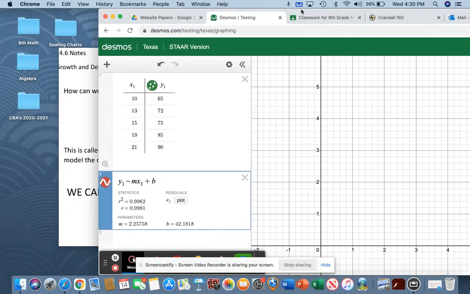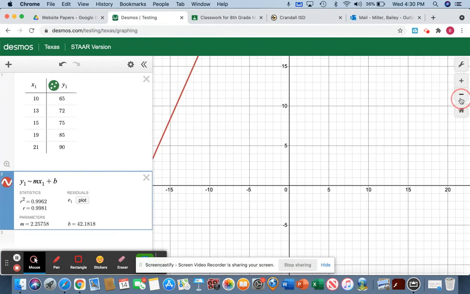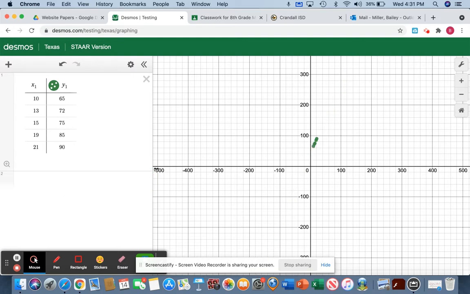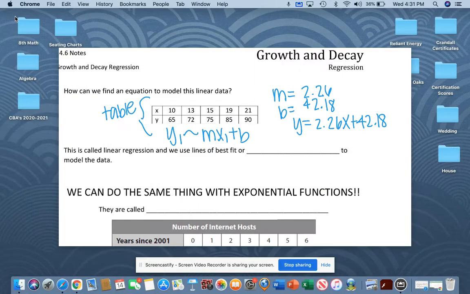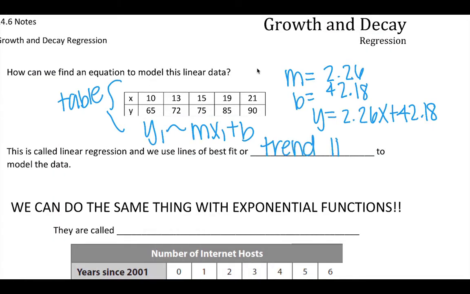So if we were to look at my graph, notice there's all my points, and then my line went through the best fit. It went through those points. Without this, it didn't make the line. It just has the points, and then when I put that back in there, it makes the line go through it. So I'm finding the line of best fit, or we also called it trend line, either way.